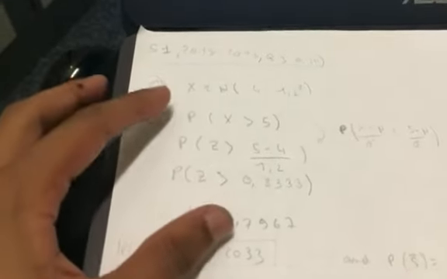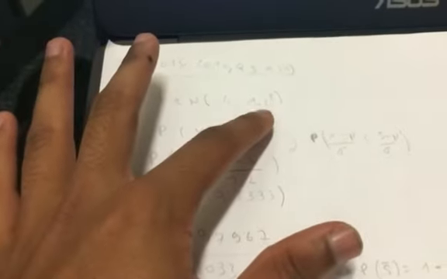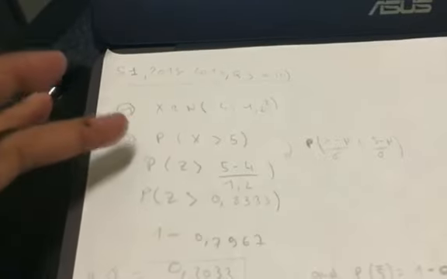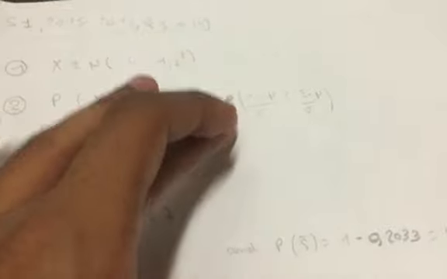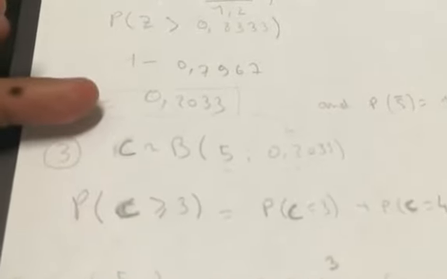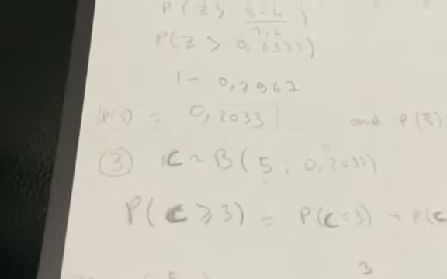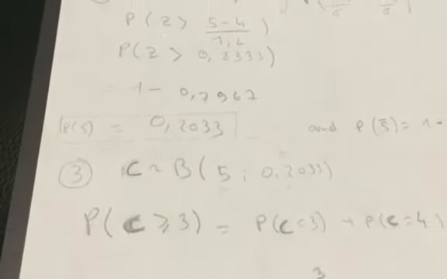So x follows the normal law with a mean of 4 and a standard deviation of 1.2. Then we can calculate the probability that x is higher than 5 using this formula. Then we obtain the result 0.2033, which is the probability of success. The success is waiting more than 5 minutes.